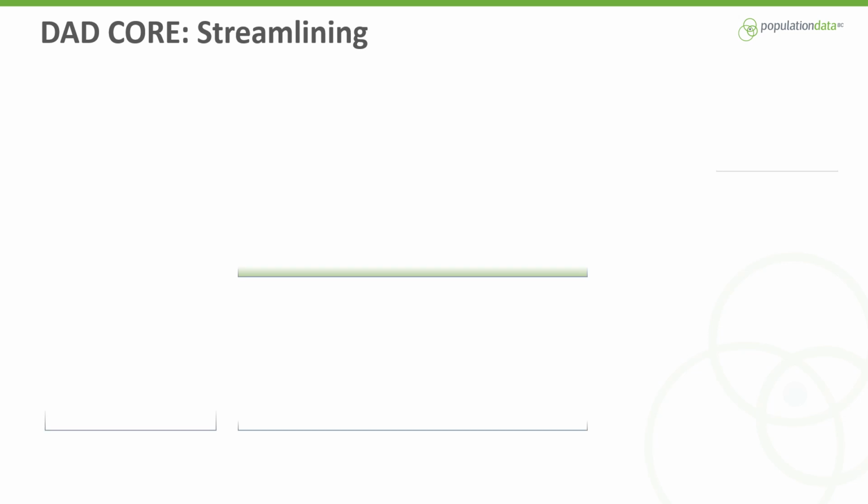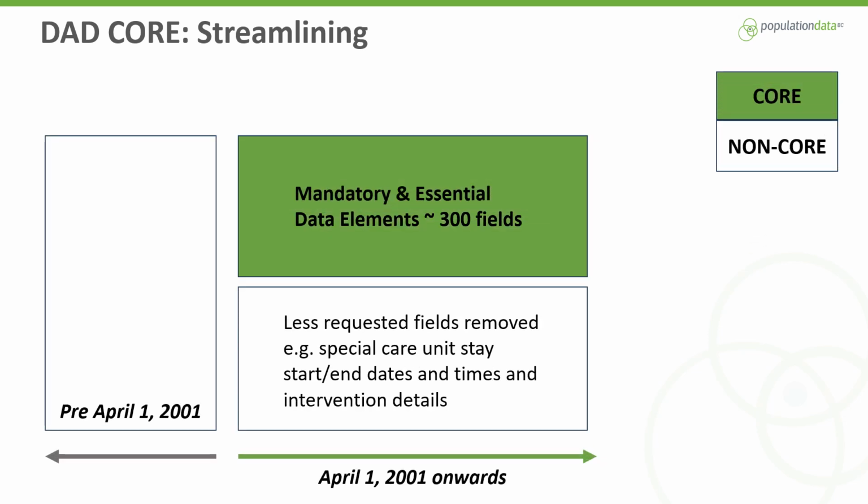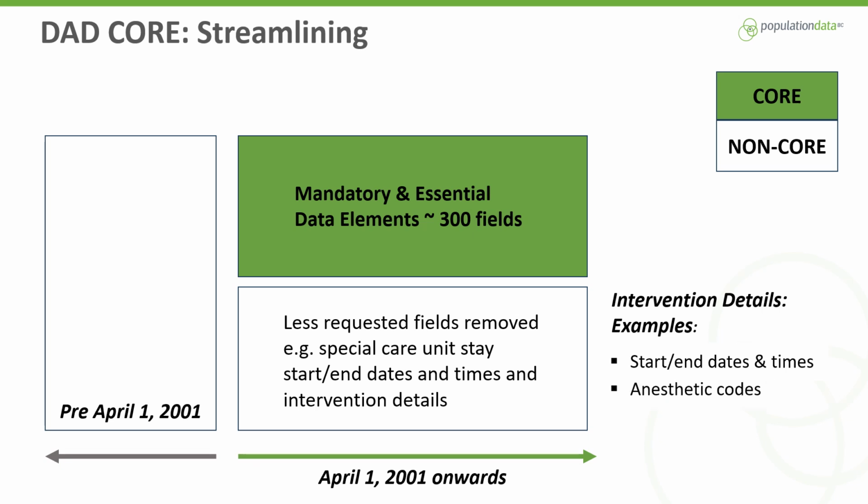Today, we'll explore some key changes in the Discharge Abstracts database and National Ambulatory Care Reporting System. The DAD core has been streamlined by focusing on the data for April 1st, 2001 onwards, mandatory and essential data elements, and removing a number of less frequently requested fields. Fields removed include special care unit stay, start, end dates and times, and intervention details such as start, end dates and times, anesthetic codes, and extent and location attributes. These fields will now be accessible through a non-core route by submitting a special request.